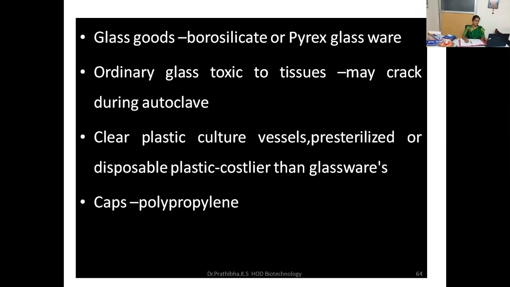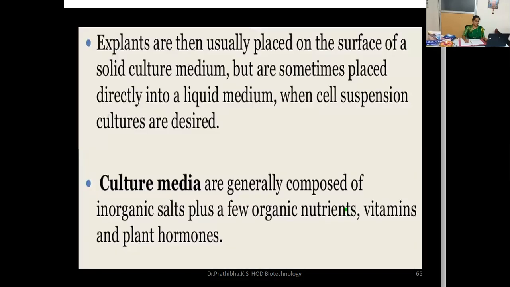If you are using test tubes, the test tube mouth will be plugged with cotton, and the cotton will be wrapped with cheese cloth. But preparing such plugs on a larger scale may be time consuming and inconvenient. So nowadays, the tissue culture bottles and test tubes are plugged with screw caps. Those caps are made of polypropylene, which is resistant to high temperature and pressure, and we can keep that plastic ware in the autoclave. It means these caps are autoclavable because they are made of polypropylene.